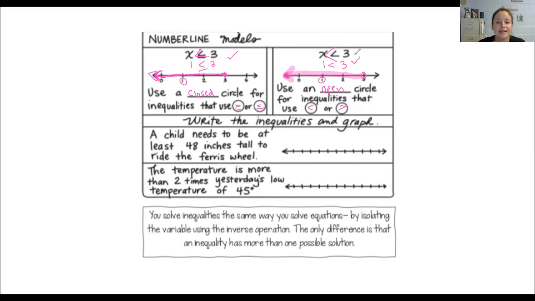And you want to plug in a number using substitution to make sure you shaded the correct way. All right, let's look at this next one. It says, write the inequality and graph.